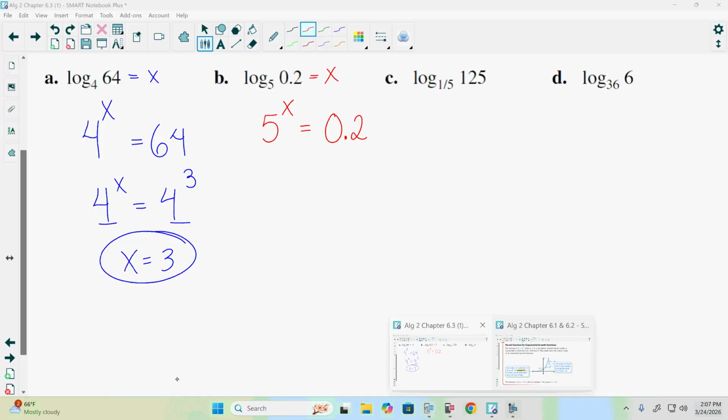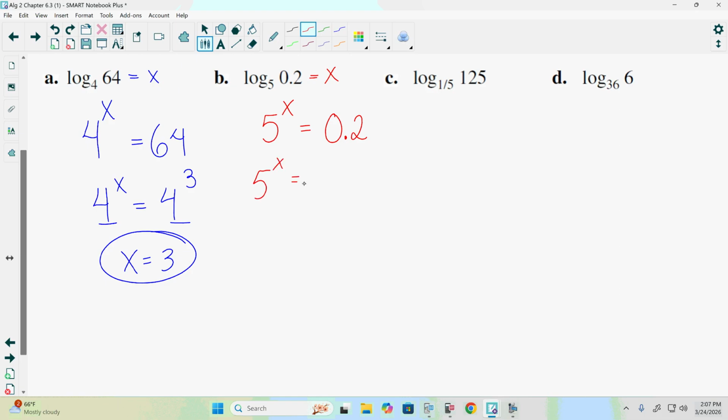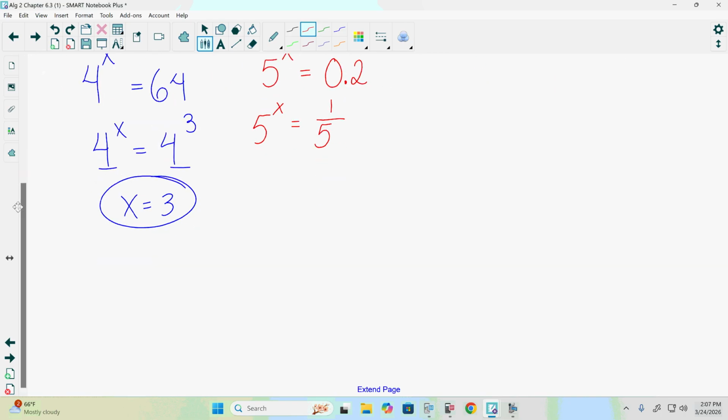This is a little bit nicer because really what we're saying now is 5 to the x is equal to 1/5. Questions on this here? Now, at this point, we can't use the one-to-one property because the bases are not both the same. One of them is 5, the other is 1/5. But we can actually rewrite this 1/5 in a different way.